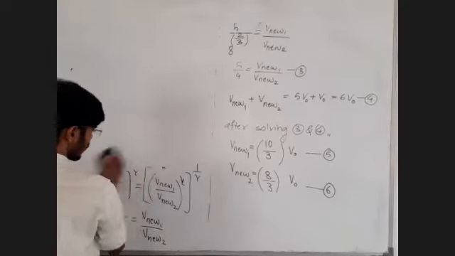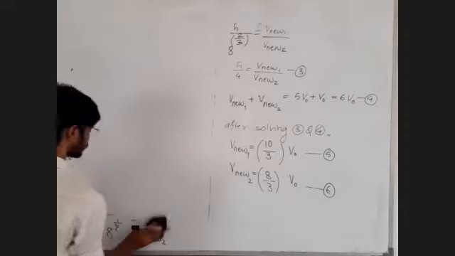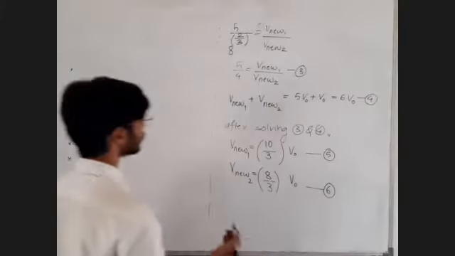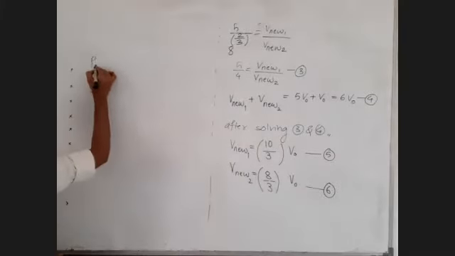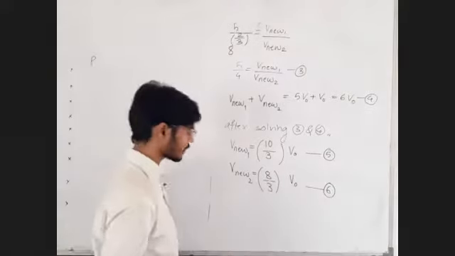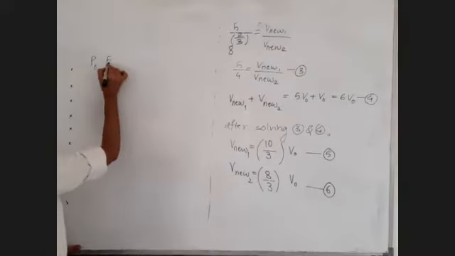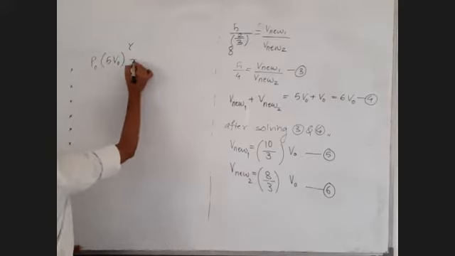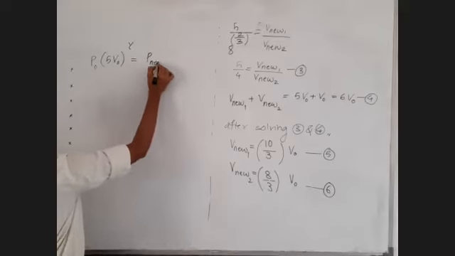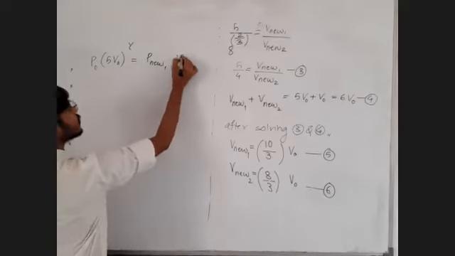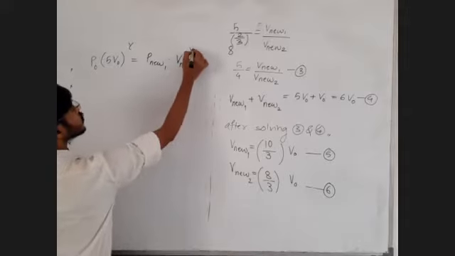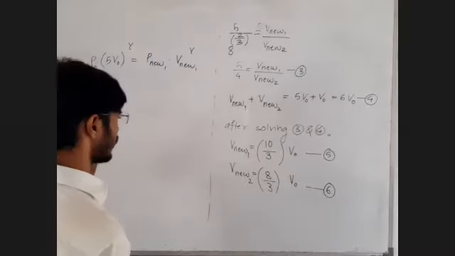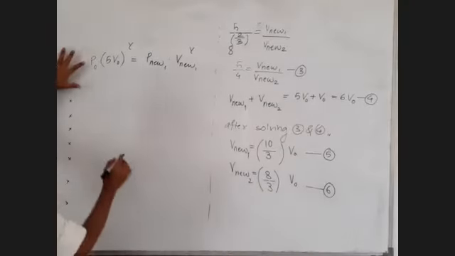Fine. So now tell me how to calculate the new pressure. We can use this equation. Initially, the pressure in the first compartment was P0 and the volume was 5 V0. So P0 (5 V0) raised to gamma is equal to P new 1 into V new 1 raised to gamma. Now we have the value of volume. Let's put it in and try to find the answer.